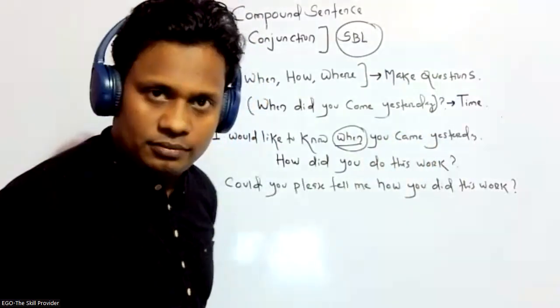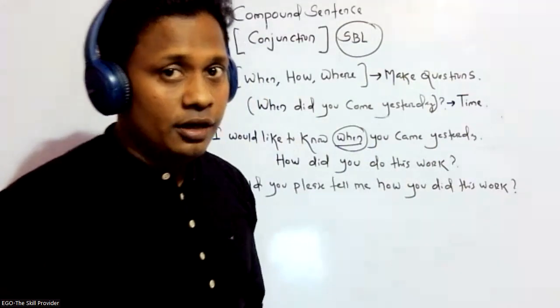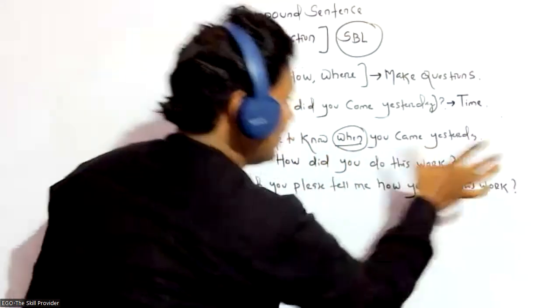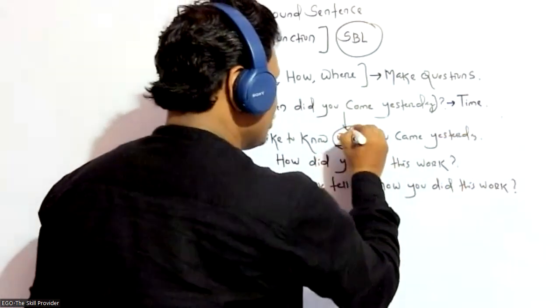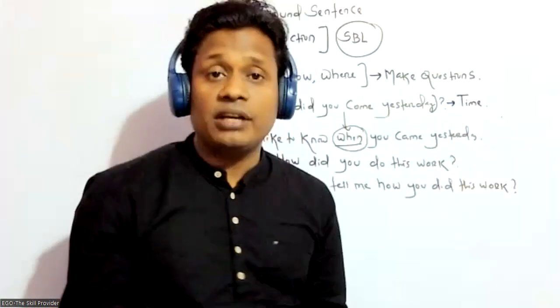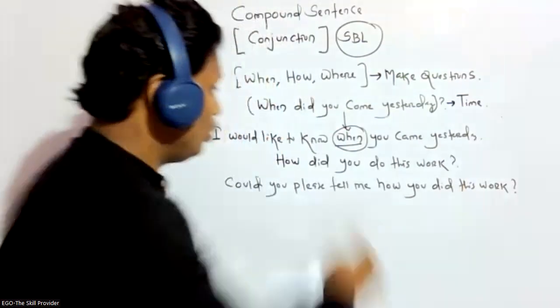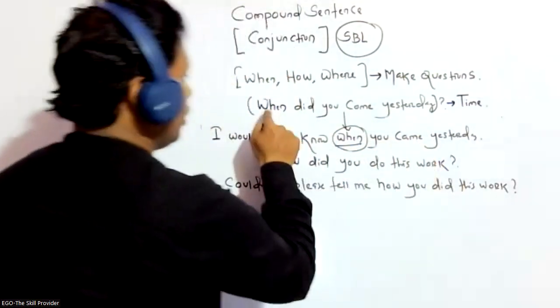This is a question. But in the sentence, I would like to know when you came yesterday. Only thing is that you have to bring that conjunction. And "you came yesterday" is something called an affirmative sentence, a positive sentence. It's not a question mark. So: I would like to know when you came yesterday.